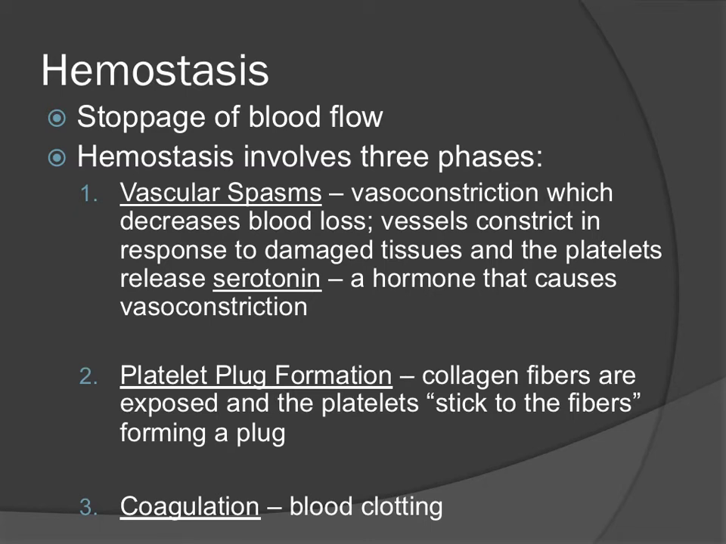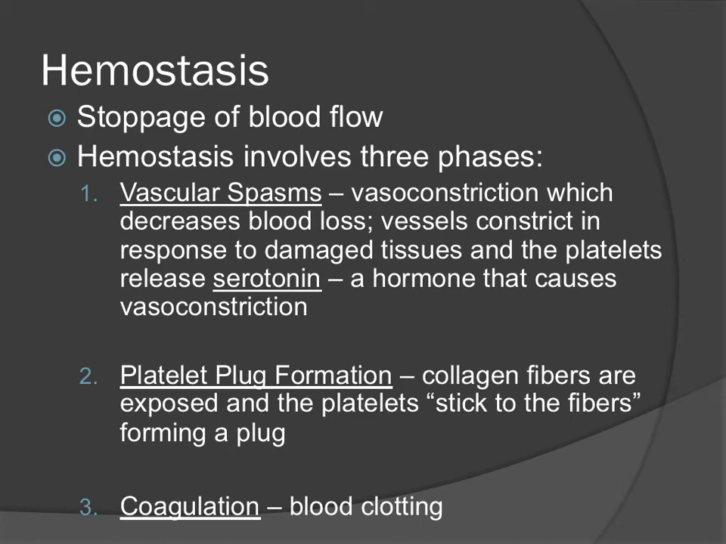It involves 3 stages. We need to understand that damage to small blood vessels and capillaries frequently occurs. When these vessels are damaged, there are 3 basic mechanisms that promote hemostasis, or the stoppage of bleeding. Following damage, there is an immediate reflex that promotes vasoconstriction, thus diminishing blood loss. So number 1, vascular spasm: vasoconstriction, which decreases blood loss. Vessels constrict in response to damaged tissues, and the platelets release serotonin, a hormone that causes vasoconstriction.